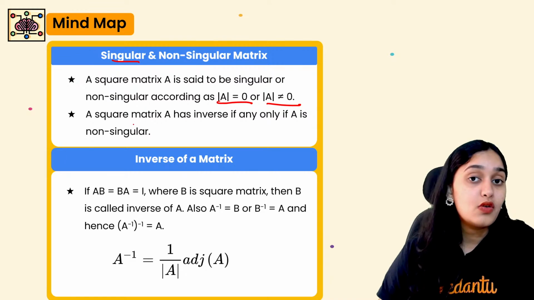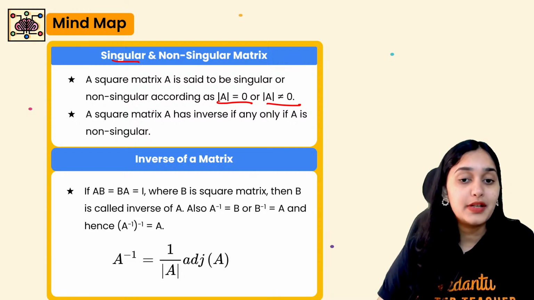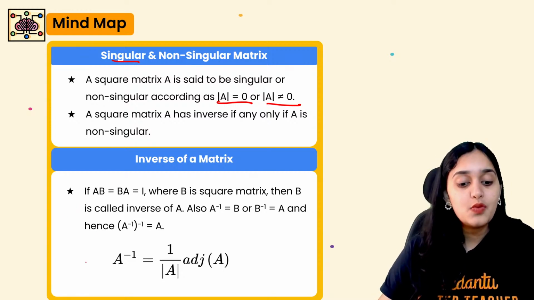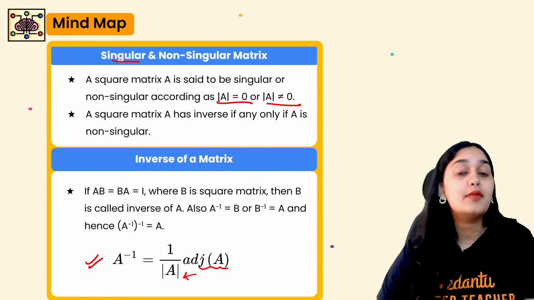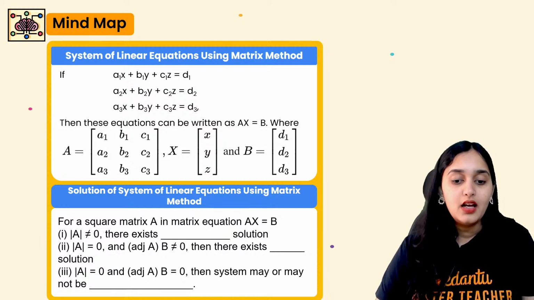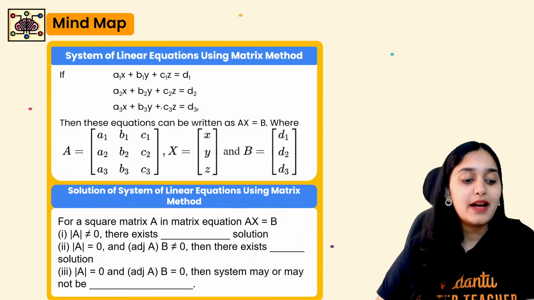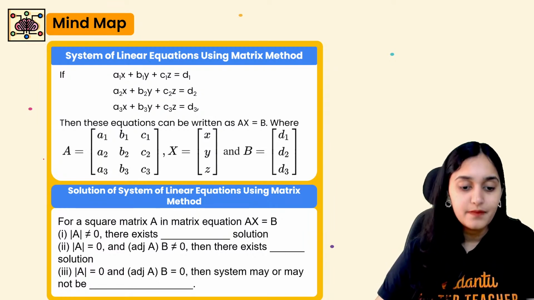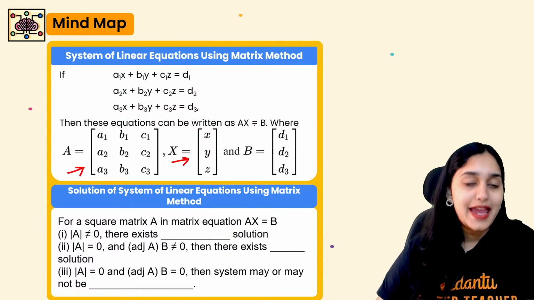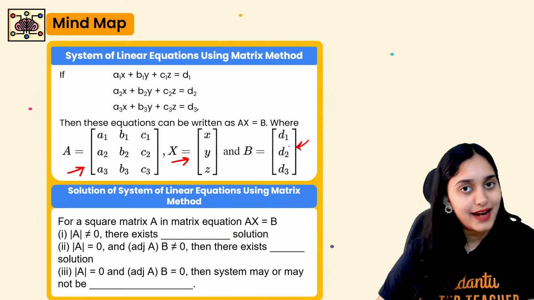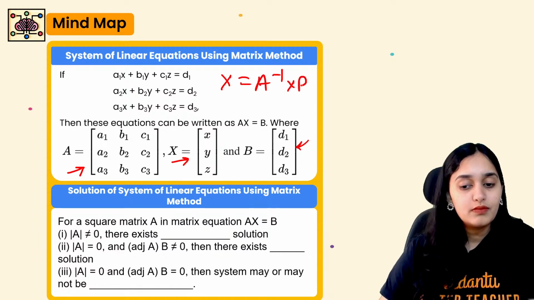Now, a square matrix can only be invertible if it is a non-singular matrix, that means the determinant is not 0. Now, how do you find the inverse of a matrix? The inverse of a matrix is adjoint of A divided by determinant of A. Here we have a system of linear equations which can be solved by using the inverse of a matrix formula. If A matrix is this, X matrix represents the variables X, Y, Z, and B matrix is the right hand side elements. Then X is equal to A inverse into B matrix.